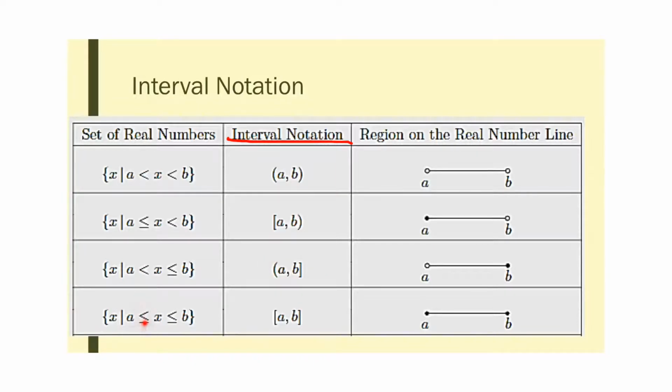Here we've got a line both at the a and the b, so that means both a and b are included in the set, filled in dot on either end. This is interpreted as the interval between a and b, where a and b are both included in the set.